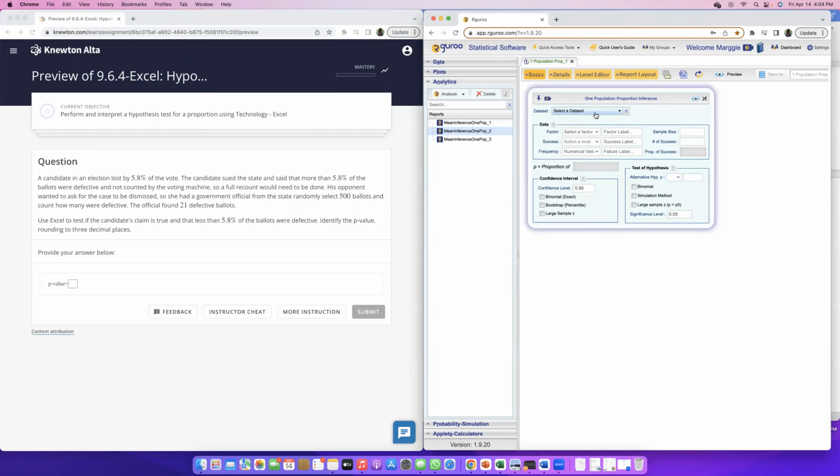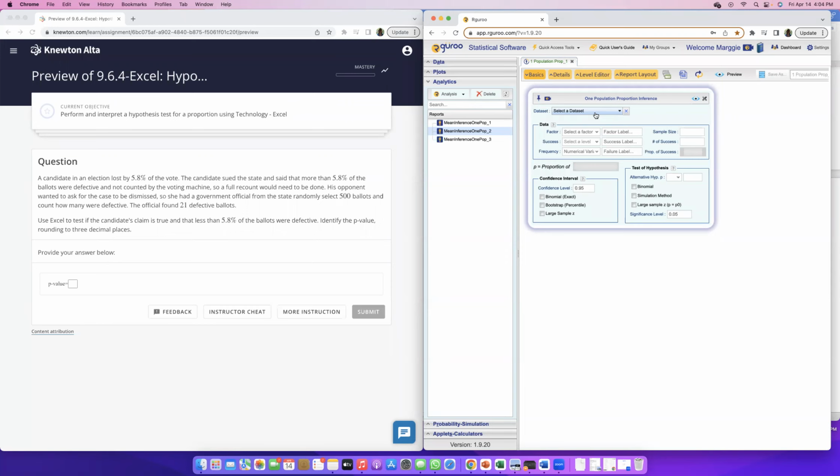The problem says, a candidate in an election lost by 5.8% of the vote. The candidate sued the state and said that more than 5.8% of the ballots were defective and not counted by the voting machine, so a full recount would need to be done. His opponent wanted to ask for the case to be dismissed.